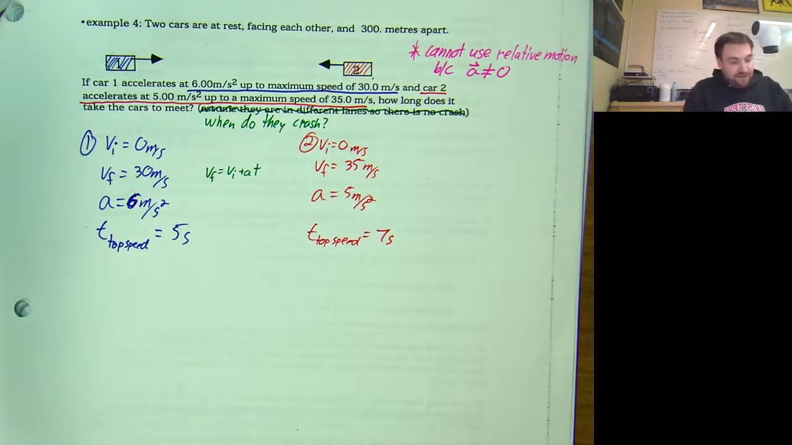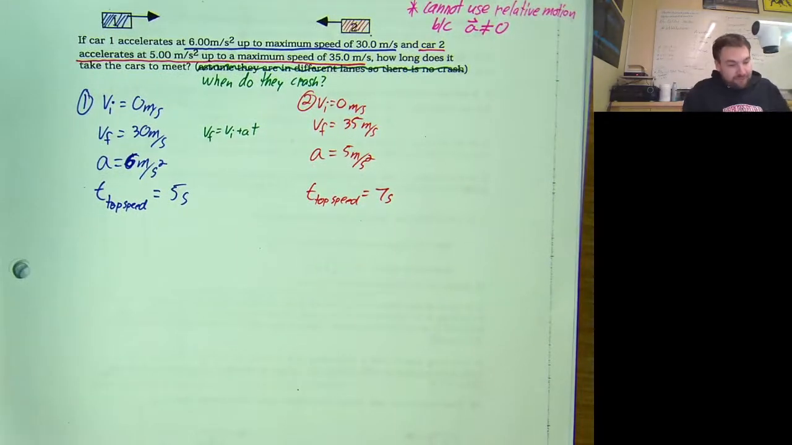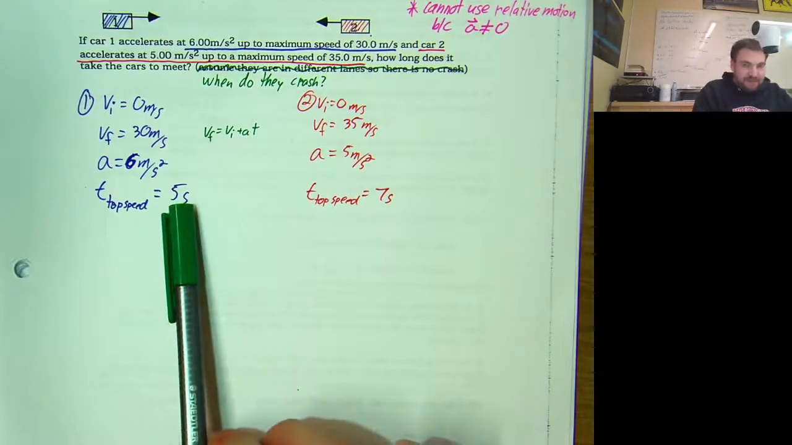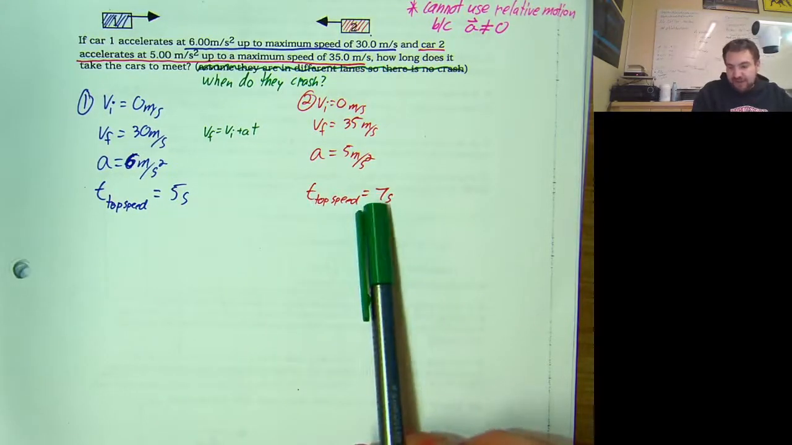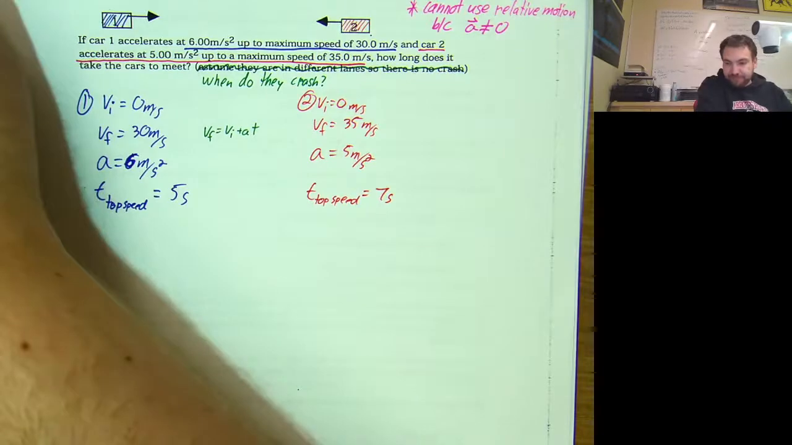So here's what we have to figure out. We have to case this thing. Either they have crashed by 5 seconds, or by 7 seconds they've crashed, or after 7 seconds they will have crashed. And we have to figure out what is true based on how far these cars have traveled. Okay, there we go.